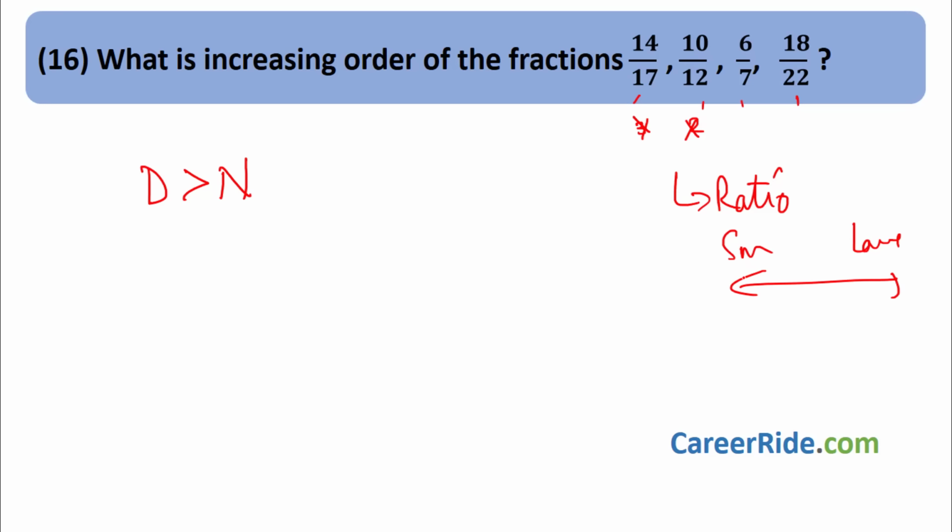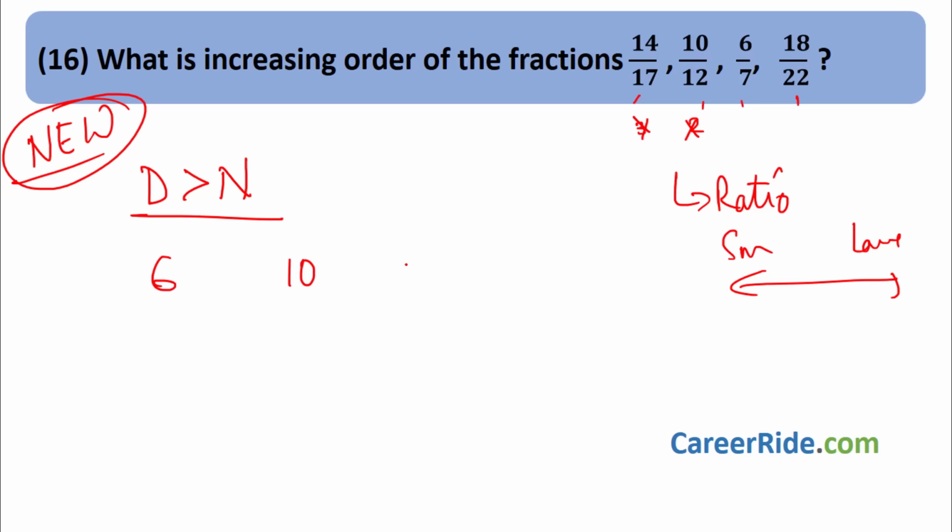Or let us learn another new trick. A very easy trick this is. This is similar to what we learned in the previous sum, but a little bit different. We have seen over here that all the denominators are greater than their respective numerators. Now let us arrange the numerators from lowest to largest. There is 6, then 10, then 14 and 18. Now write the corresponding denominators also. 6 is 6 by 7, 10 is 10 by 12, 14 is 14 by 17 and 18 is 18 by 22.